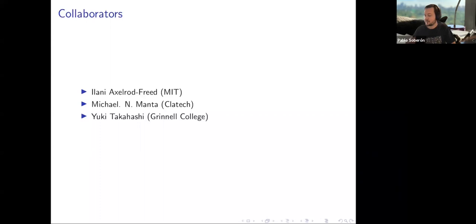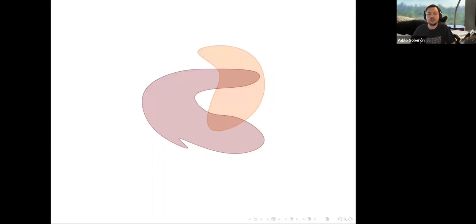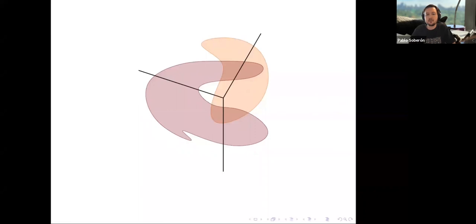So let's start with what we mean by a mass partition problem. We'll start with, say, two measures in the plane. I'll usually have measures in Euclidean spaces. And what I'm looking for is ways of splitting the ambient space. So when I'm splitting measures, I'm really talking about splitting the whole space. So here I would be, for example, splitting R^2 into three convex pieces. And if I do it correctly, which I haven't done so far, I would hope to get each piece to have 1/3 of the red and 1/3 of the orange.